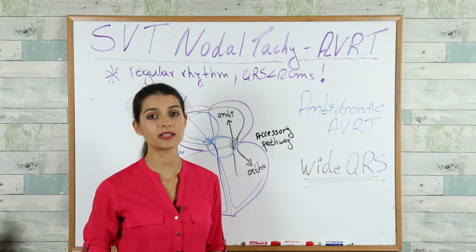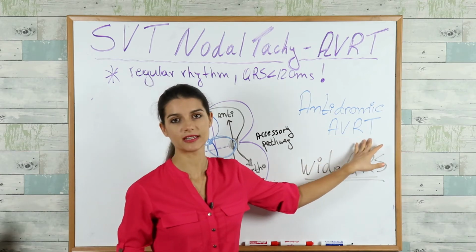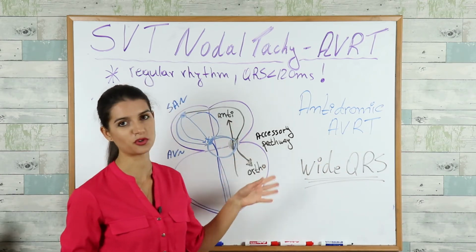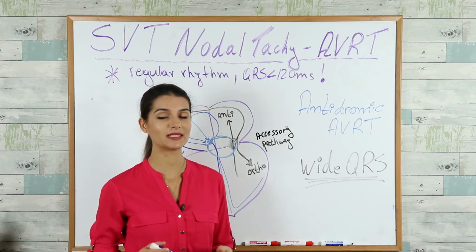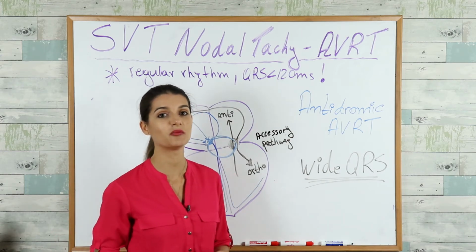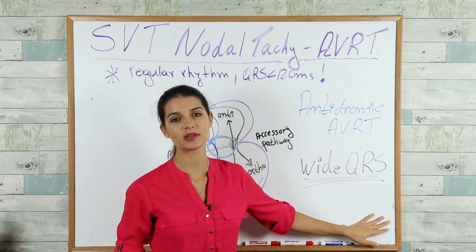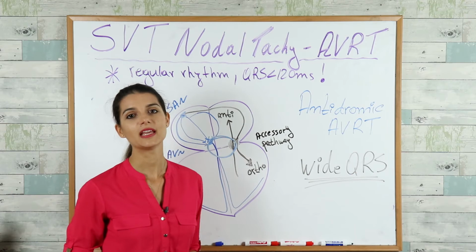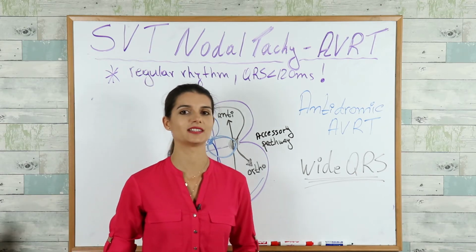The antidromic atrioventricular reentrant tachycardia will have the same presentation as the orthodromic one. But here what makes it special is that the QRS complex will be wide. So remember that it's going to have a wide QRS complex, it's an exception to the rule, and this is how you're going to recognize it on EKG.